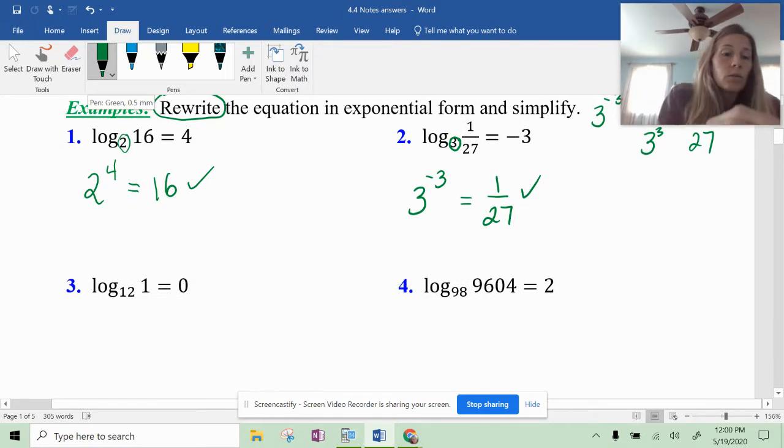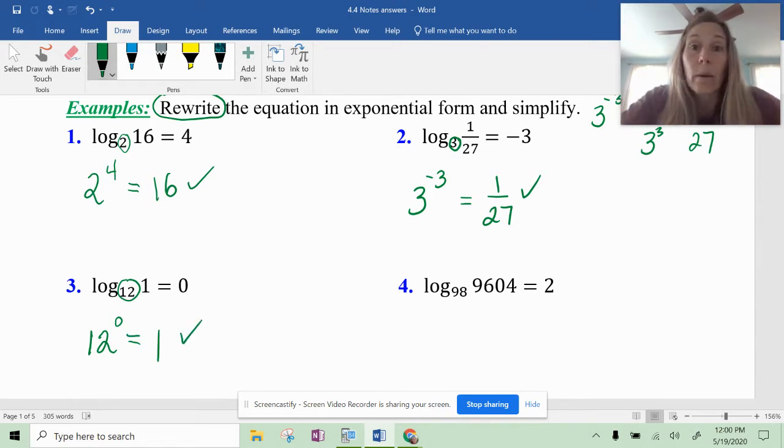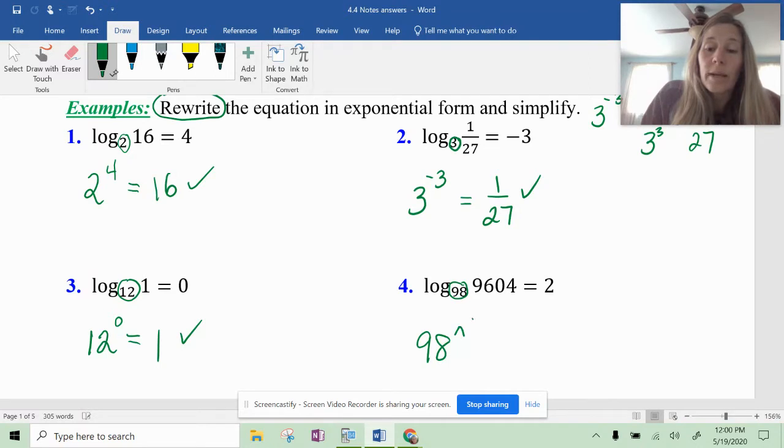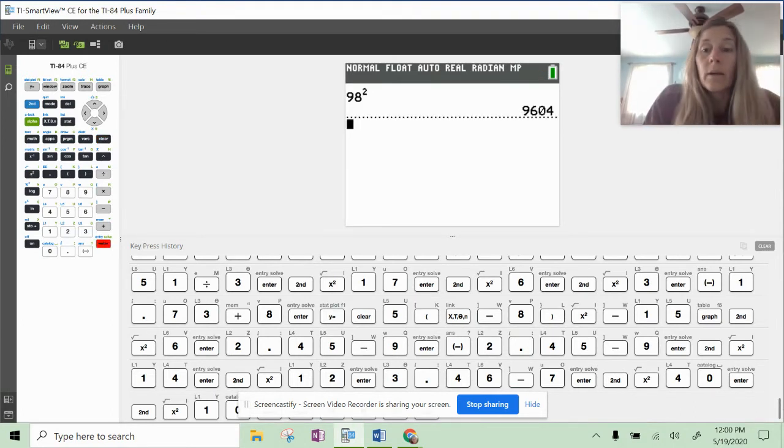All right, so let's continue on. For number 3, our base is this 12. If we raise the 12 to the 0, we will get 1. That does make sense because any number raised to 0 equals 1. For number 4, we're going to take our base, which is 98. We're going to raise it to a 2, and that should equal 9604. If you do that on your calculator, like if you weren't sure what 98 to the 2nd power is, it would be 9604.